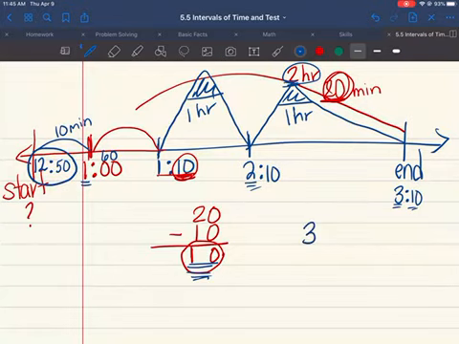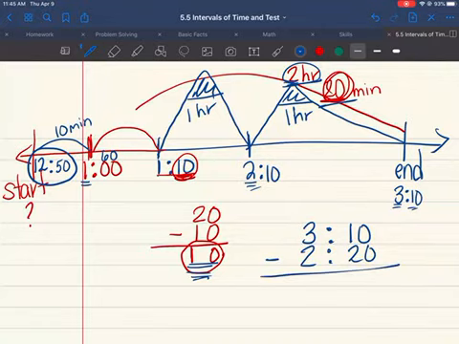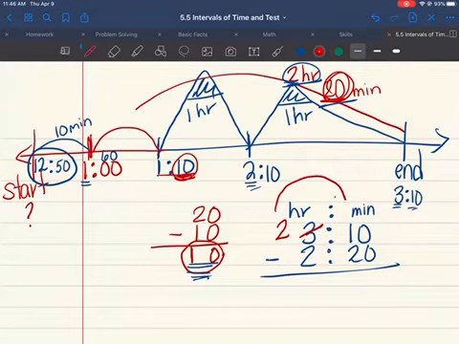I'm going to prove it by using my standard algorithm. 3:10 minus my duration, which was 2 hours and 20 minutes. So if we look at it, 10 minus 20, we cannot subtract 10 minus 20. What do we do? We're going to have to regroup. So my hour is going to become 2. Remember, since the hour is giving me the minutes, 1 hour has 60 minutes.